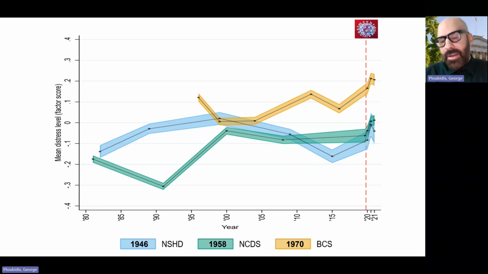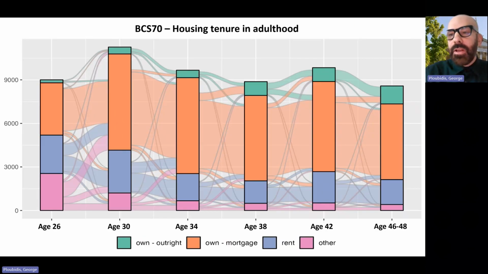Of course, it's not just mental health. We have various other information on transitions across the life course and so on. I will give a couple of examples on other areas. Housing. This is housing tenure in adulthood on BCS70, on Generation X, those born in 1970. And this is simply the data, no models, nothing. This is simply a descriptive statistic of actually what happens in the data.